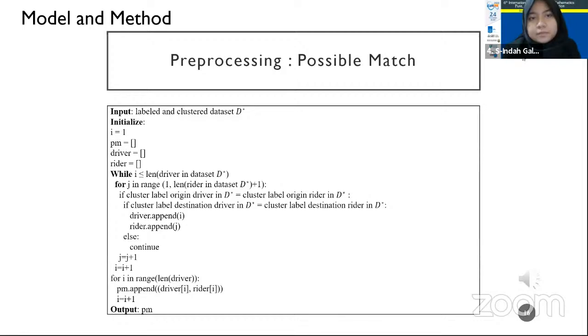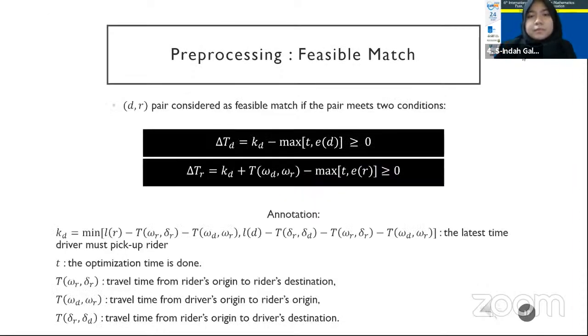Now we move to model and method. This paper presents a pre-processing method to reduce driver-rider pairs that will be optimized based on their location and time feasibility. The first one is possible match, which is based on the location of participants' origin and destination. A driver-rider pair is considered a possible match if both the driver and rider fulfill the following conditions. The first one is the origins of both driver and rider belong in the same cluster, and the destinations of both driver and rider belong in the same cluster.